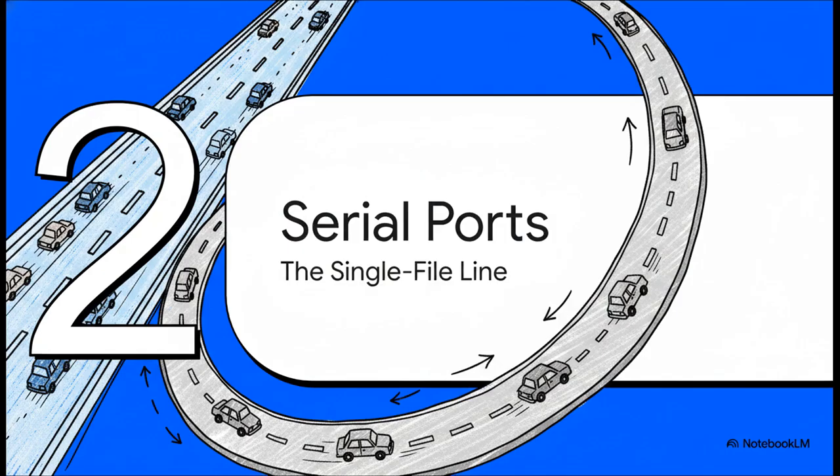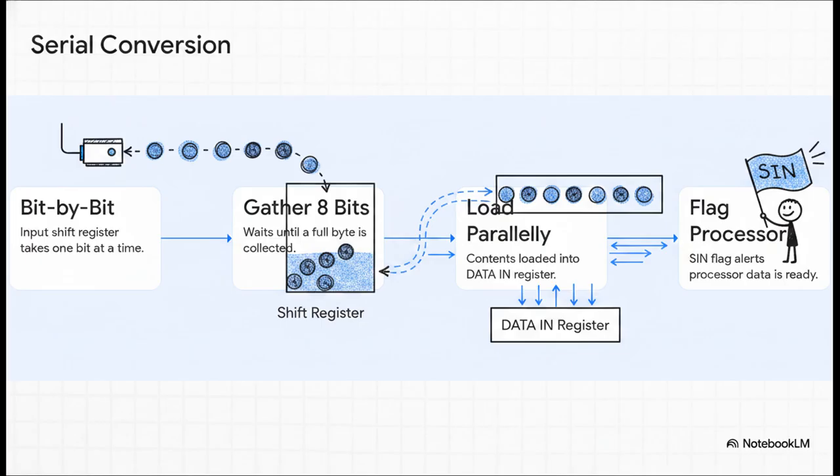Moving on to Section 2. Serial ports, the single-file line. To handle this single-file line of data, the interface uses some really clever format converters called shift registers. Here's how it goes. The input shift register grabs just 1 bit at a time from the device. It patiently waits until it gathers a complete 8-bit package in a bit serial fashion. Once it has all 8, it bundles them together and loads the content into the data in register parallelly, just to accommodate that fast processor. Finally, a serial in, or SIN flag, waves a little digital hand telling the processor the data is officially ready to read.